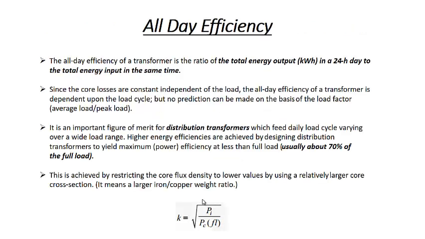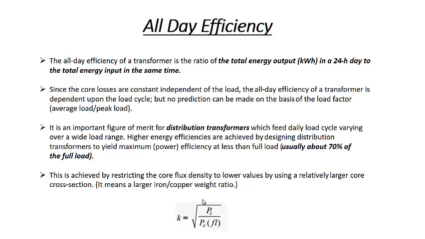So the next point is the all-day efficiency. The all-day efficiency of a transformer is the ratio of total energy output in kilowatt hours in a 24-hour day, that's why it is known as all-day efficiency, to the total energy input in the same time, that is in one day. So normal efficiency is the efficiency we define in terms of power, but all-day efficiency is the efficiency we define in terms of energy in one day.